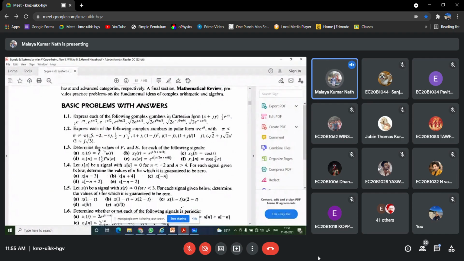There are certain signals given. Determine the values of P infinity as well as E infinity for each of the following signals. x1(t) is e to the power -2t u(t). x2(t) is e to the power j(2t plus pi/4). x3(t) is cos t. x1[n] is (1/2) to the power n u[n]. x2[n] is e to the power j(pi/2 n plus pi/8). x3[n] is cos(pi/4 n).